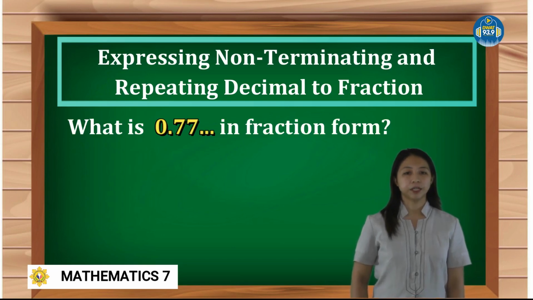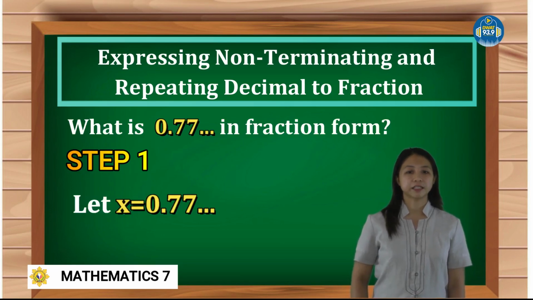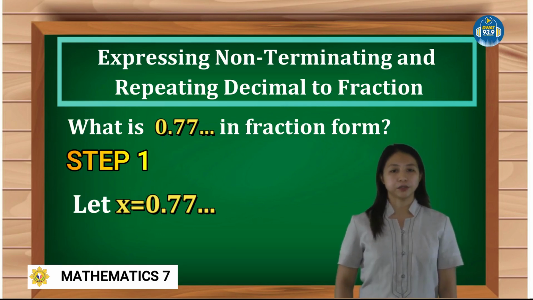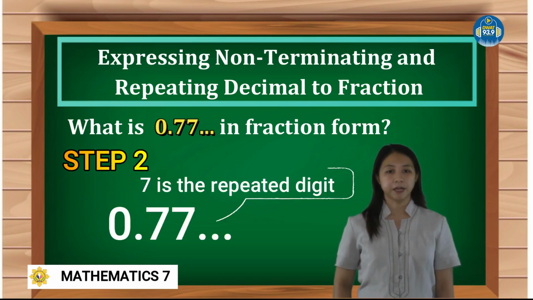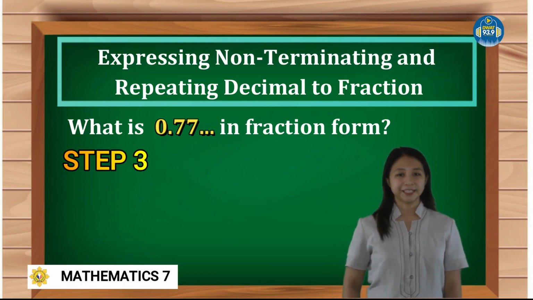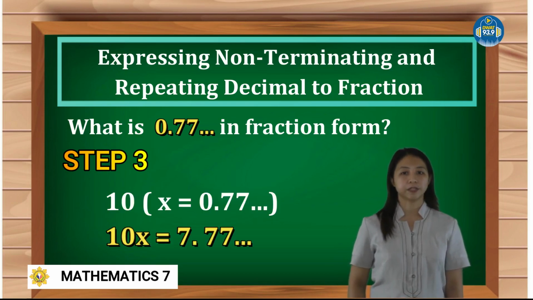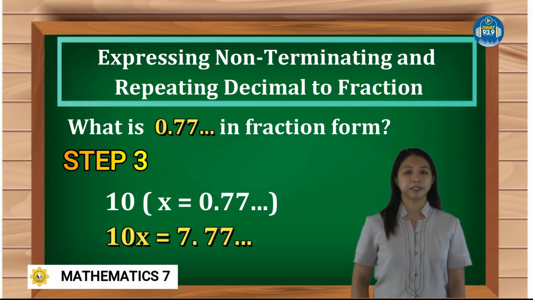For number 1, convert 0.77 and so on into a fraction. Step 1. Let x be the given decimal number. X is equal to 0.77 and so on. That will be equation 1. Step 2. Identify the repeated pattern. In the given decimal, the repeated pattern is only one digit, which is 7. Step 3. Since there is only one repeated digit, we multiply x is equal to 0.77 and so on by 10. Hence, 10x is equal to 7.77 and so on. This will be our second equation.